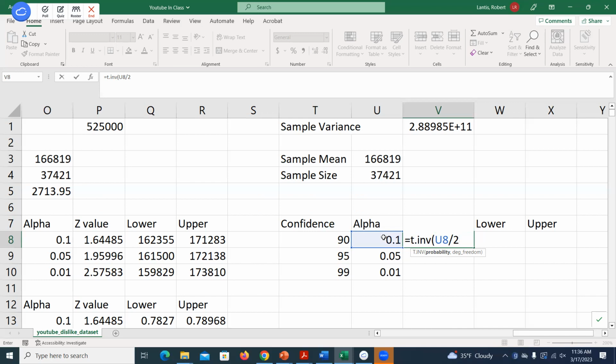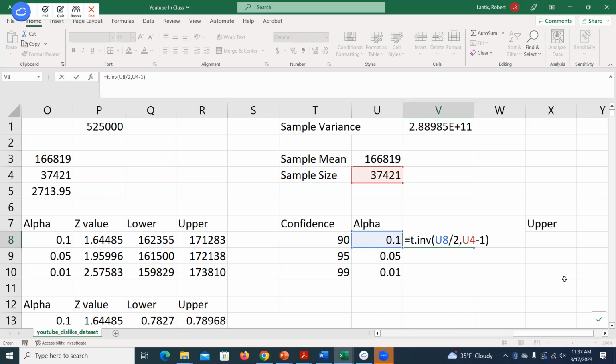The other thing it now needs that the norm.s.inv function didn't is our degrees of freedom, which is simply our sample size minus 1. So the first thing I tell it is the area I want in the tail, or half of alpha. The next thing is my degrees of freedom, n minus 1. Any questions on that? Technically you could have calculated the degrees of freedom in another cell and selected that value, but you could just do n minus 1 here.